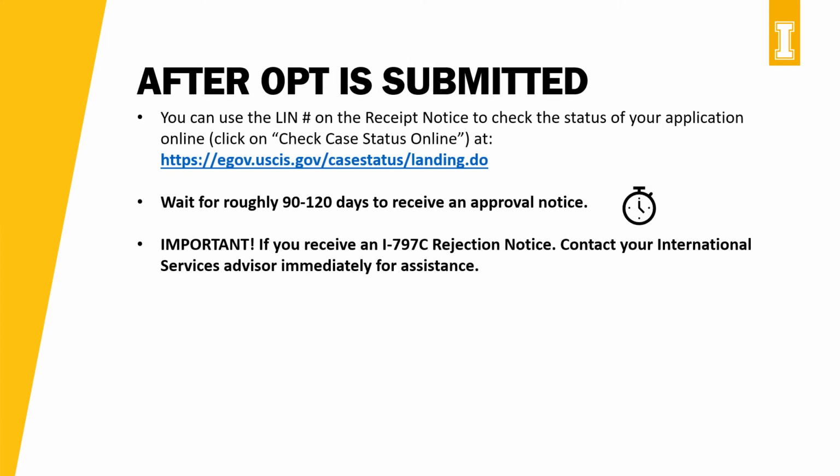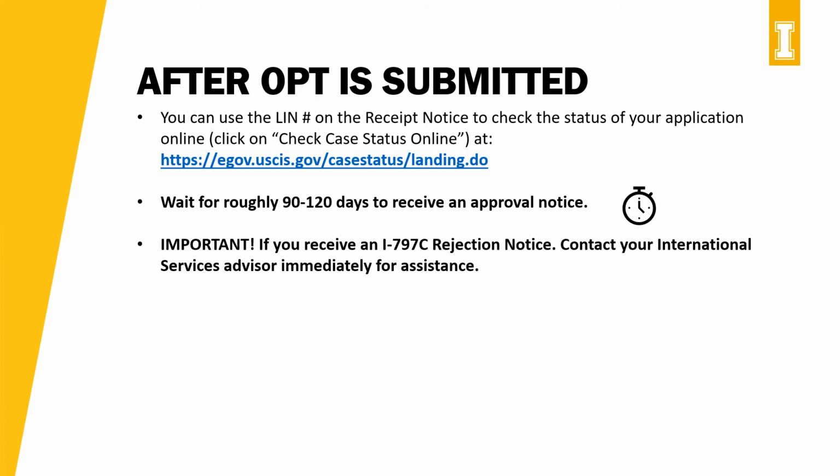After the OPT application has been submitted online, please refrain from contacting the International Programs Office to check your status. You can use the LIN number printed on the receipt notice to check the status of your application online. Simply go to the website listed here and click on Check Case Status Online. Please wait for roughly 90 to 120 days to receive your approval.